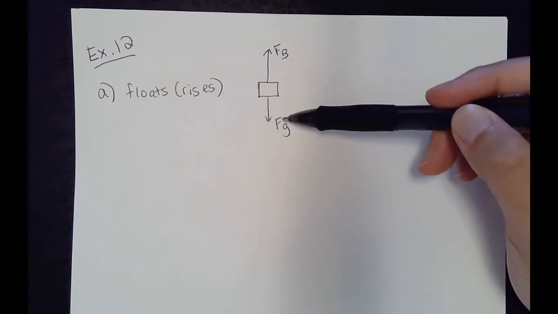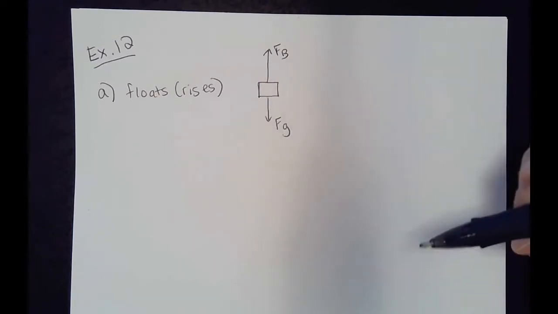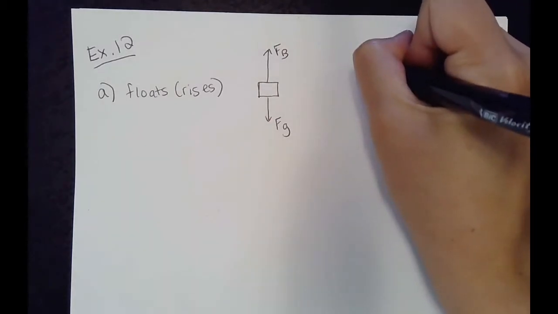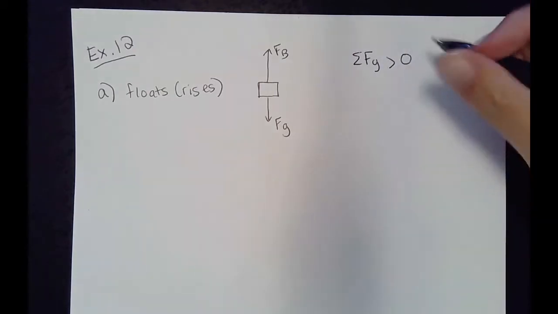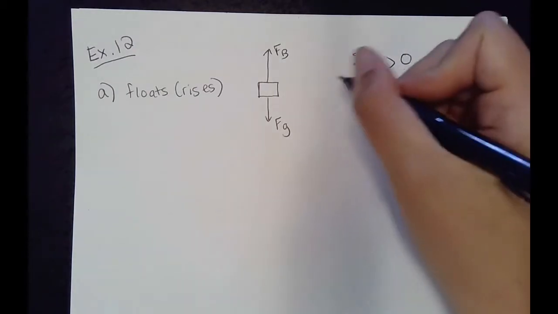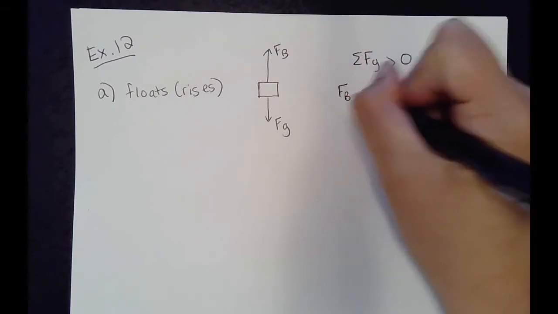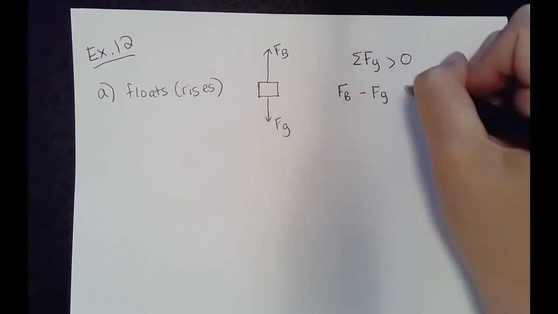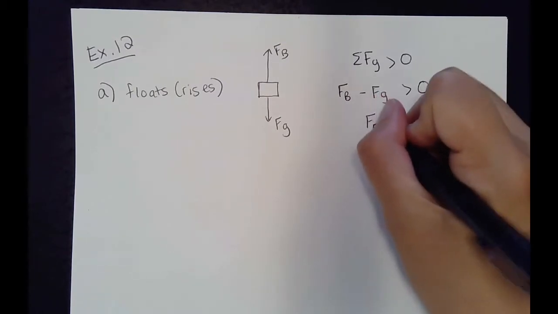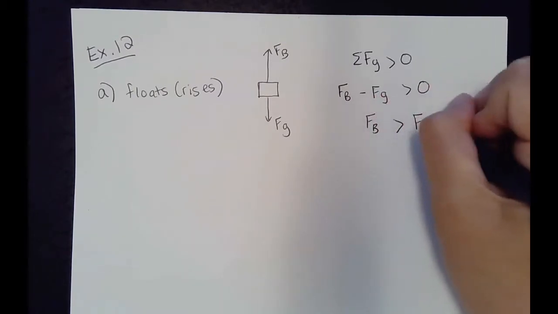All right, so if the object is floating for part A, it's moving up, that means that the buoyant force is greater than the force of gravity so that it can accelerate upwards. So we'll have the net force in the y direction greater than 0 to mean that there's an upward acceleration since it's starting from rest. So we have the buoyant force minus Fg is greater than 0. So this means that the buoyant force is greater than Fg.